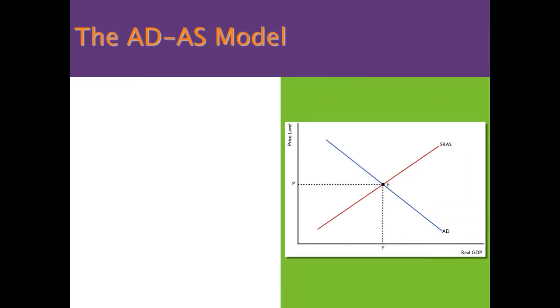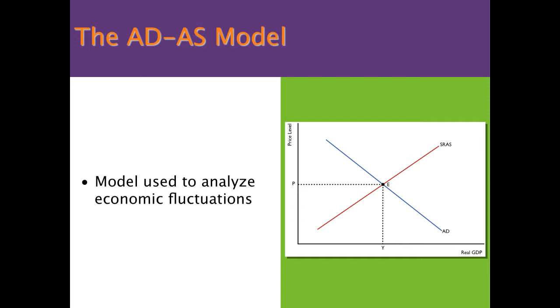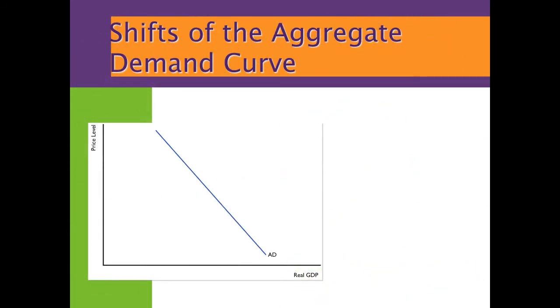So, as you can see here, this is the ADAS model, an abbreviation for the aggregate demand, aggregate supply model, and it's used to analyze economic functions. And here's a quick review of what causes a shift in the aggregate demand curve. First of all, you can see the price level is always on the y-axis, the left-hand side, and real GDP is on the x-axis. AD always slopes downward to the right.